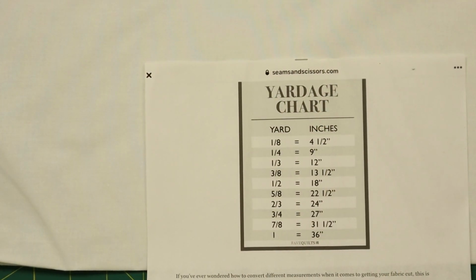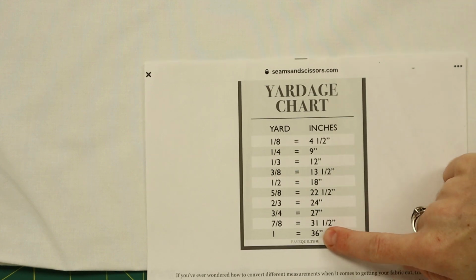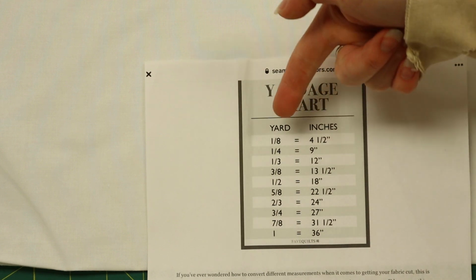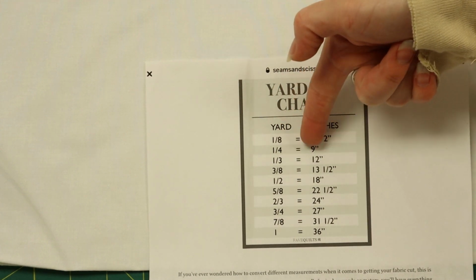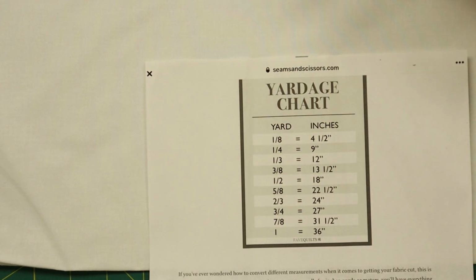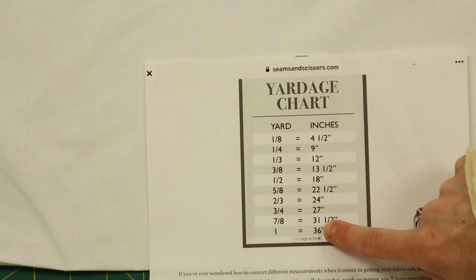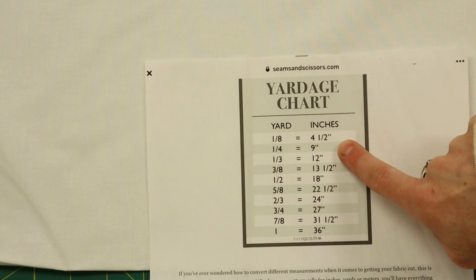Okay, so here is a nice chart from Fave Quilts. You can get this at seamsandscissors.com, and this is how many inches each fraction of a yard is. So we know that a whole yard is 36 inches. We have all the measurements all the way down to 1/8 of a yard, which would be 4.5 inches.